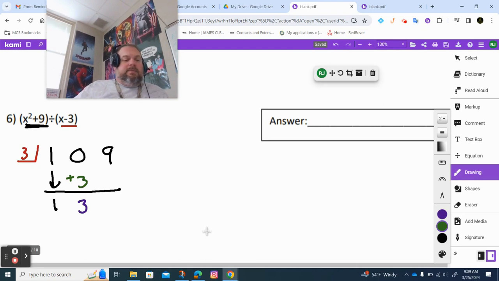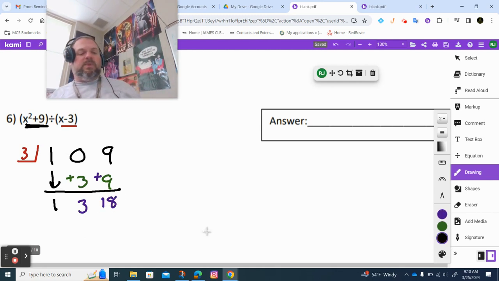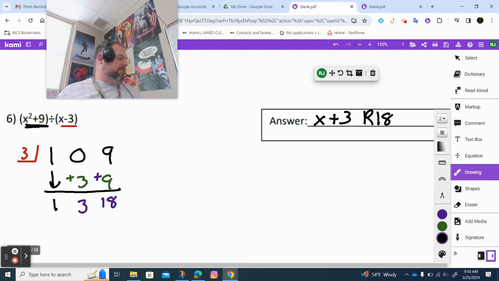So just combine with your signs. This again, these are both positive, so I'm going to combine, and then we're going to have 18. Okay. So this started with x squared, or x to the second. So x to the first plus 3, remainder of 18.